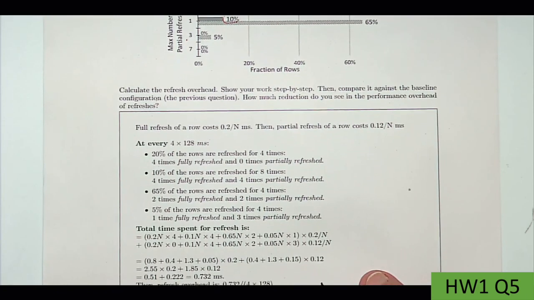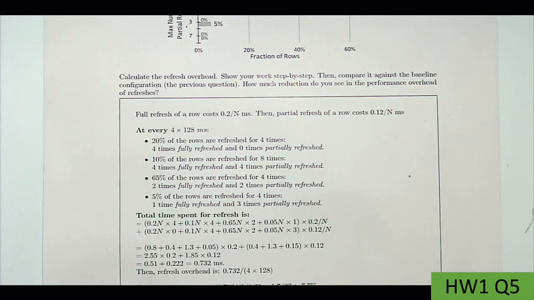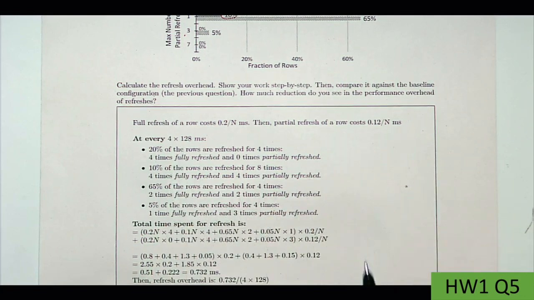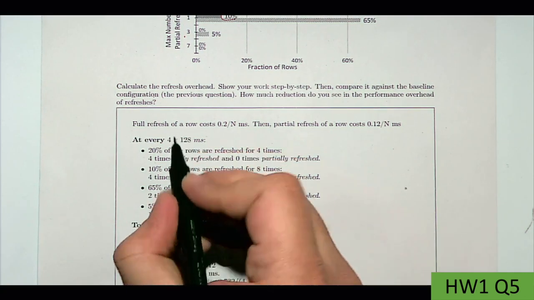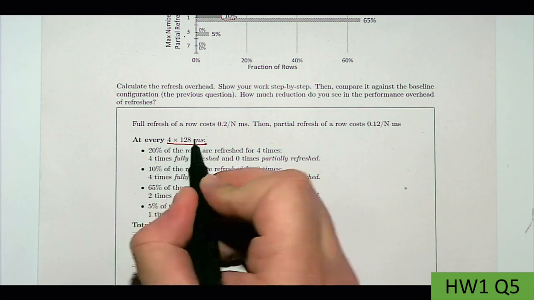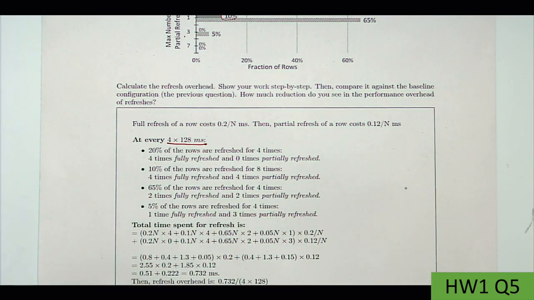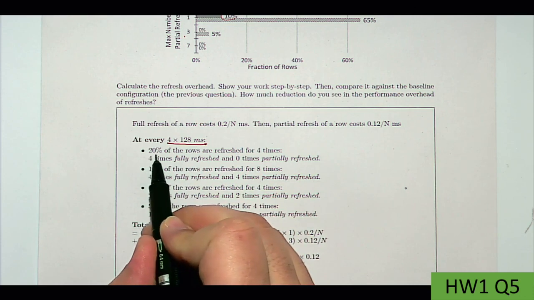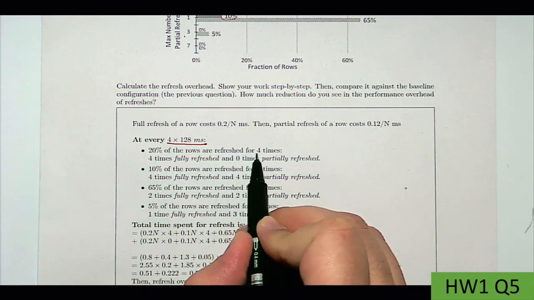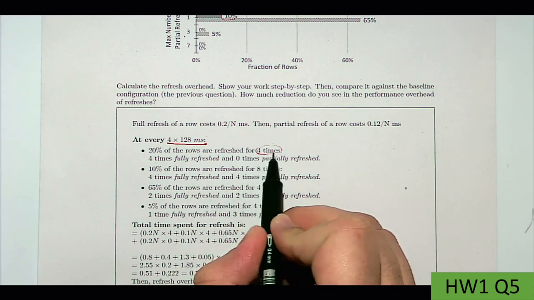So just by following the same method, we can see that at every, so you can choose whatever value you want here. I just choose 4 times 128 milliseconds because it makes the calculation much easier. You can go for another value. It's up to you. And you can see that for every 20% of the rows, we refresh this 4 times.